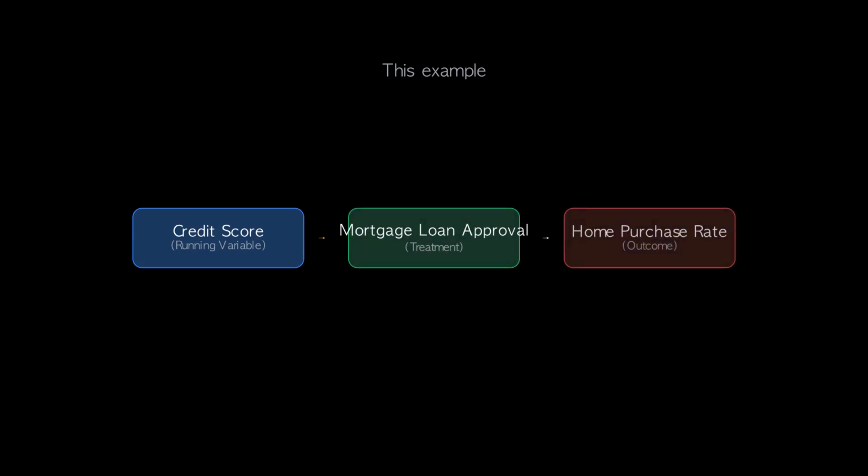For RDD to produce valid causal estimates, two important assumptions must hold. Let's use a new example, credit scores and mortgage loans. Suppose a credit score of 700 or above qualifies someone for a mortgage, and we want to estimate the causal effect of that loan on home purchase.